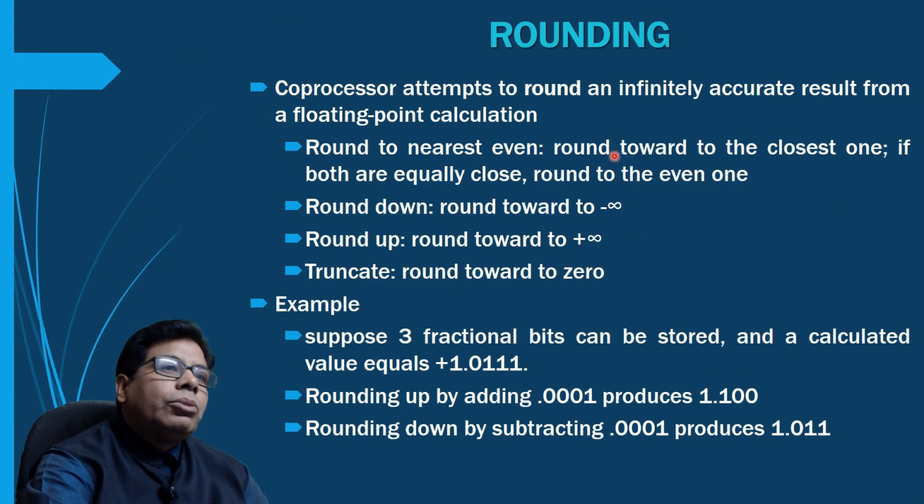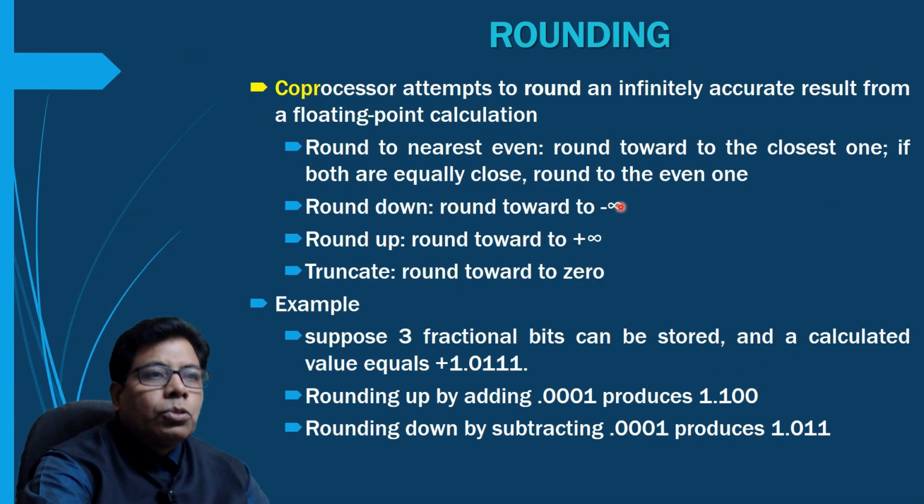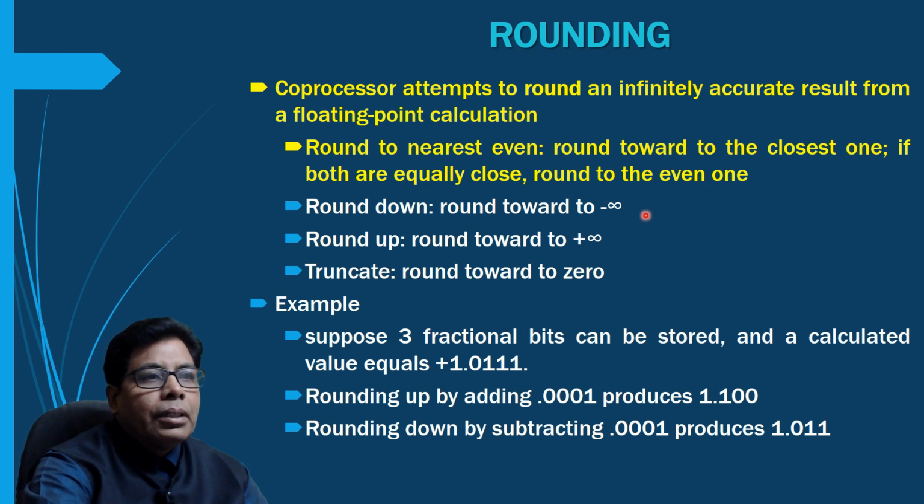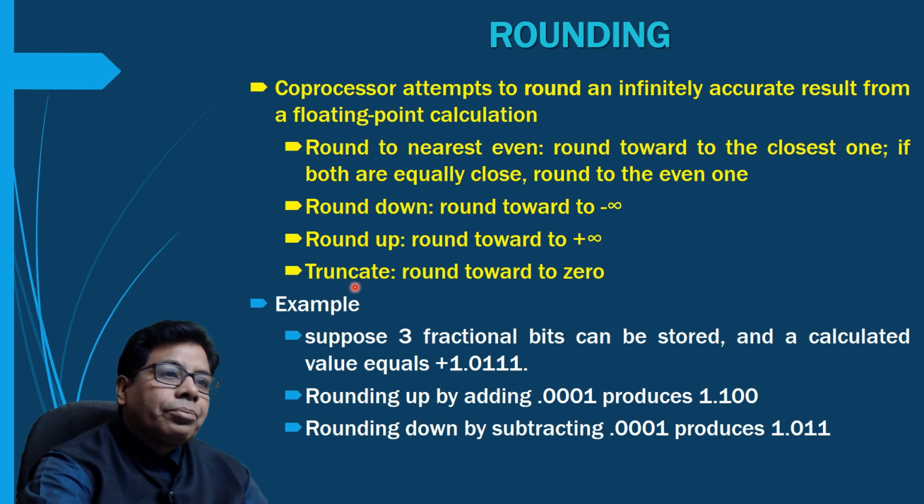Then let us go to the rounding part. The coprocessor attempts to round an infinitely accurate result from the floating point calculations. So rounding to nearest even, that is round towards the closest one. If both are equally close, round to the even one. Then round down, that is round towards minus infinity. Round up means round towards plus infinity, and round towards 0, that is truncation.